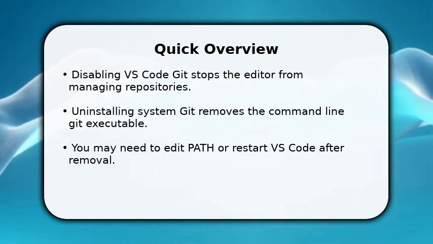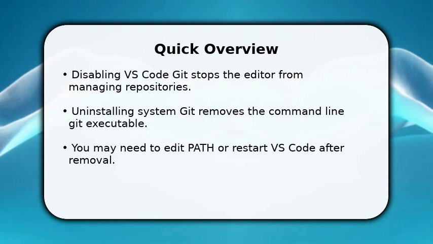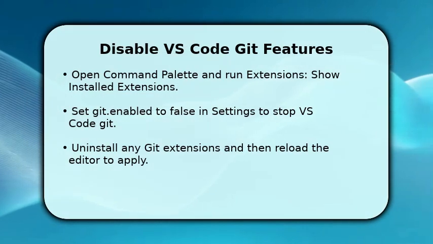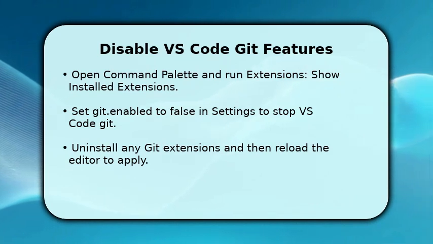Open the command palette and run Extensions: Show Installed Extensions to find Git-related extensions. Click the built-in Git extension and choose Disable or Uninstall when available.